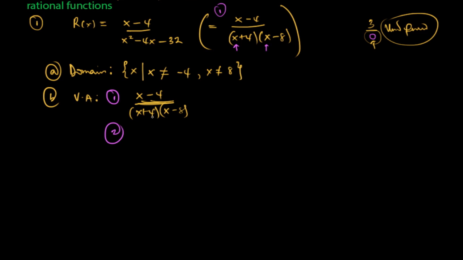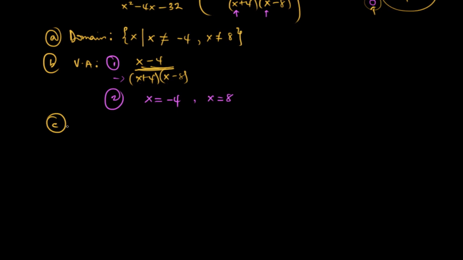find the vertical asymptote, which is the zeros of the denominator of the rational function in its lowest terms. So the zeros of the denominator are going to be -4 and 8. That is to say, my asymptotes are x equals -4 and x equals 8. We'll see what all these really mean in a jiffy.